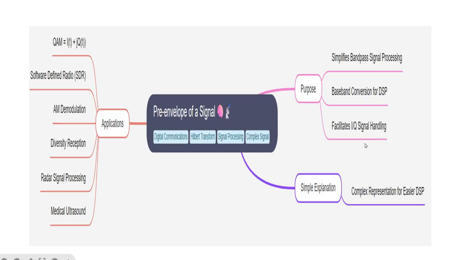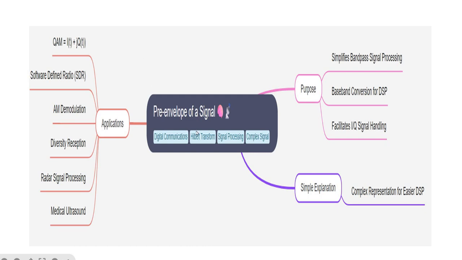Then it helps to shift the signal to the baseband, simplifying many DSP processing tasks. And also it is very important for understanding and working with the quadrature signals, that is the in phase component and the quadrature components.